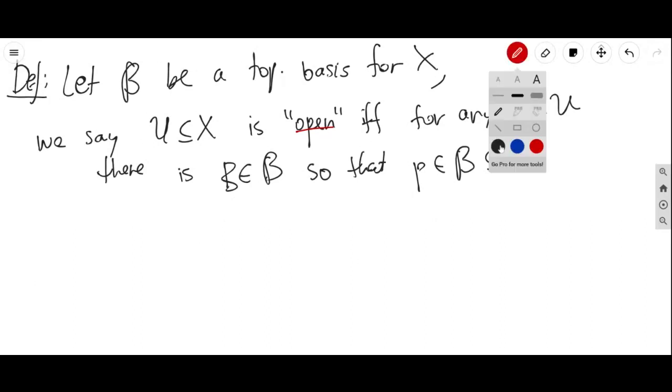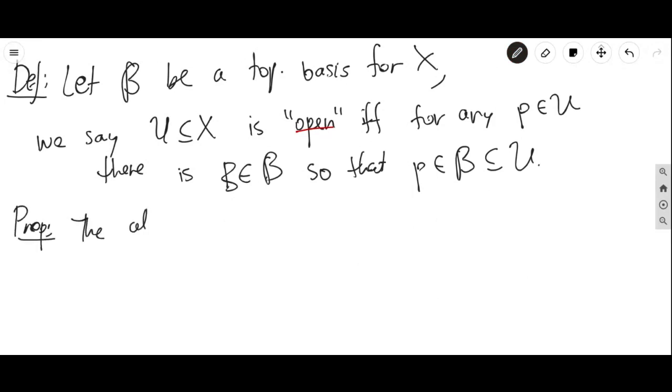So the proposition, which is not difficult to prove, we never actually proved it, but it's easy to see, says the above definition puts a topology on X. So this is a valid topology, and now X is a topological space.